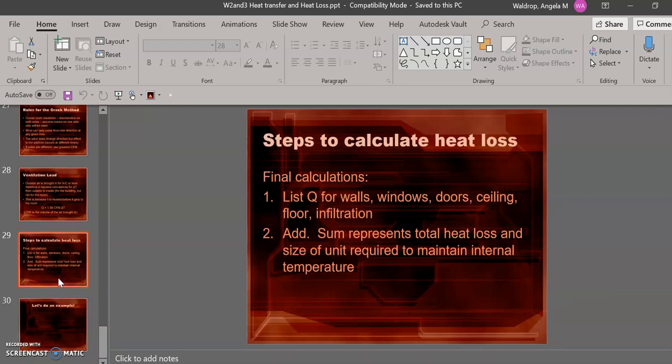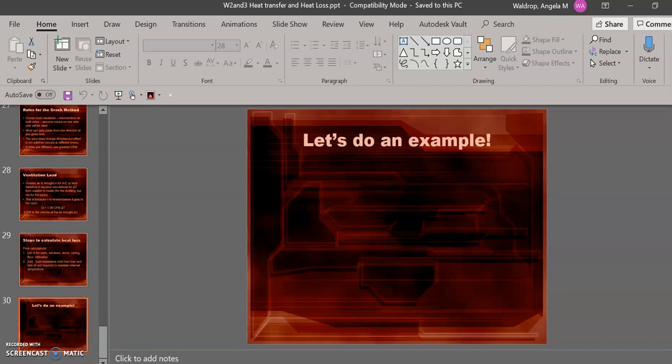Now we are ready for the final part of our calculation. We should have calculated the Q value for the walls, the windows, the door, ceiling, floor, and infiltration. We simply need to add all of these values together, and the result will be our total heat loss for the system that we need. Now let's do some practice problems together.